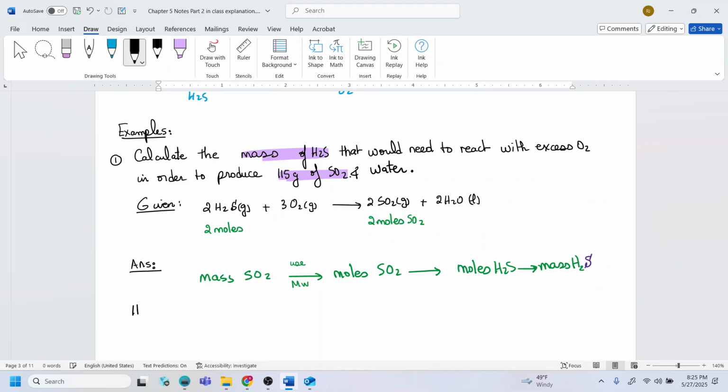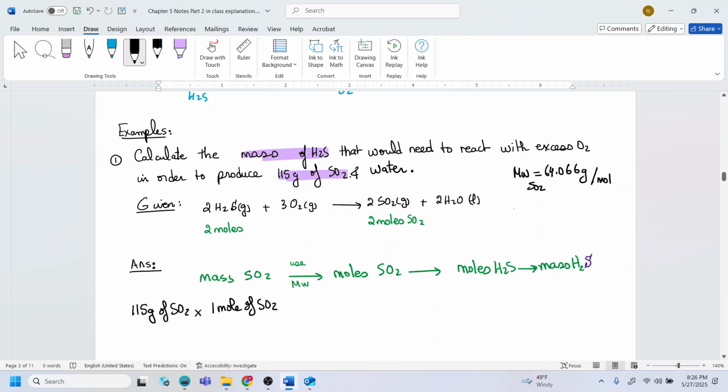We are starting with the given, which is 115 grams of SO2. Now I want to change that into moles, right? To change that into moles, I know that for every 1 mole of SO2, you would need the molecular weight for this problem for the SO2. So the molecular weight for the SO2 is equal to 64.066 grams of SO2. This is grams per mole, grams of SO2 per mole.